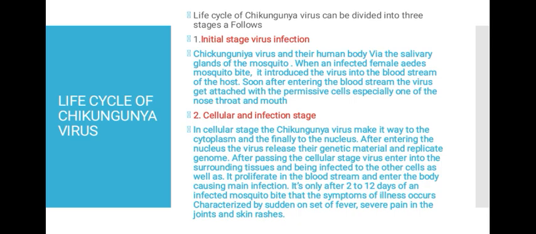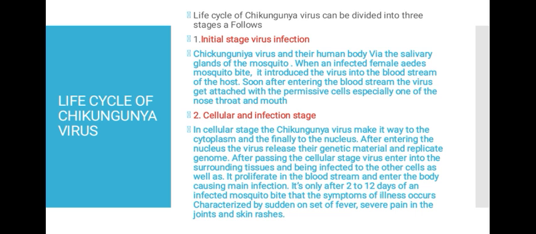Life cycle of this virus. The life cycle of chikungunya virus can be divided into 3 stages as follows. Initial stage, virus infection: chikungunya virus enters the human body via the salivary glands of the mosquito.